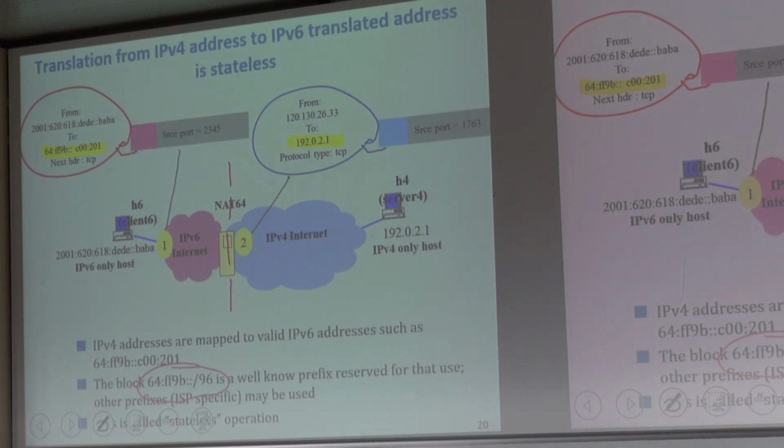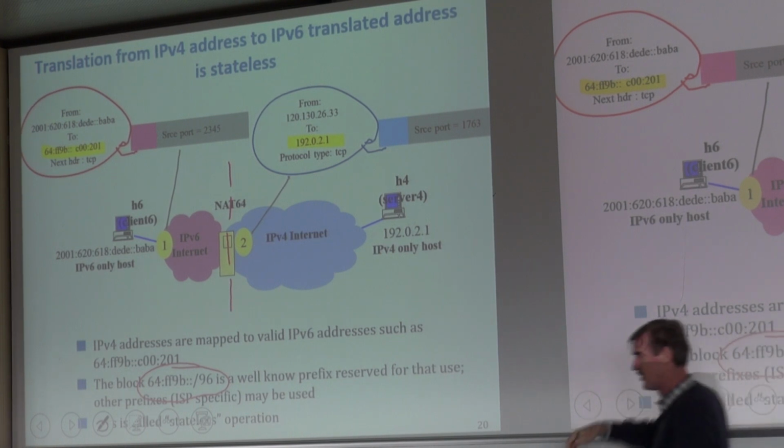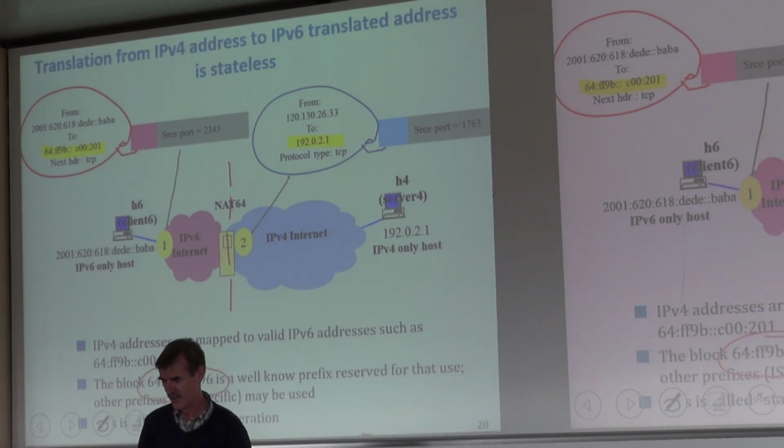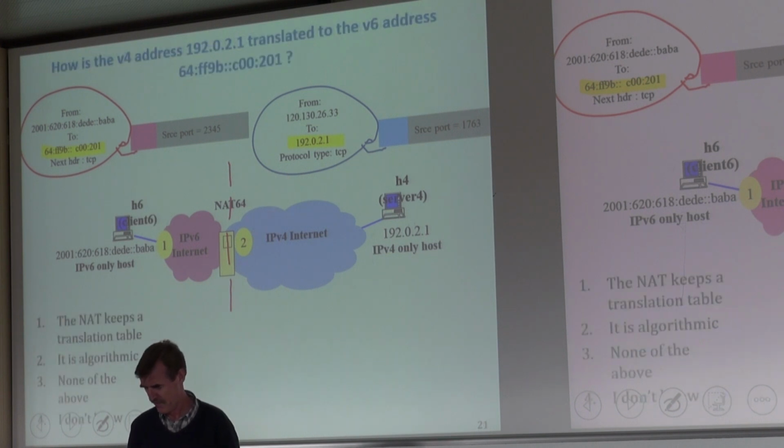So the same thing will happen in the reverse direction. When this guy responds, this guy will respond to 120.130.26.33. The packet will have a source address, it will reach NAT2, the NAT at point 2, and then the NAT will translate using this rule.